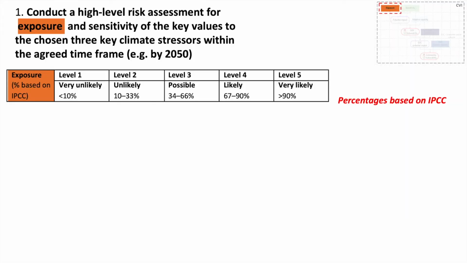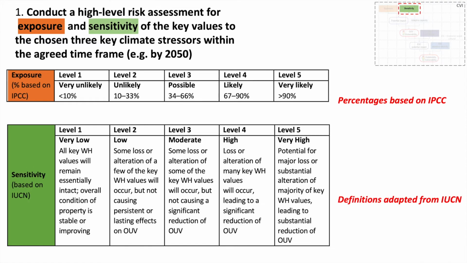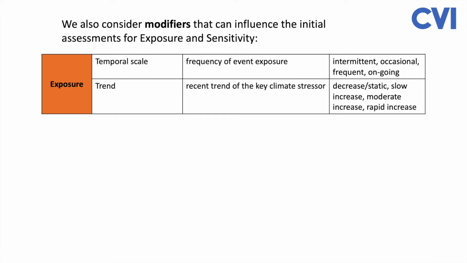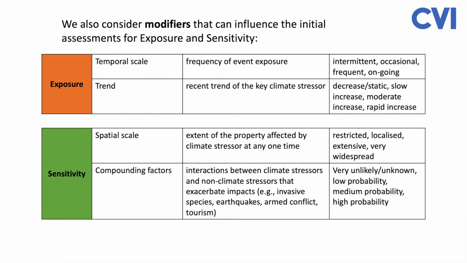We use IPCC thresholds to determine what the likelihood of exposure of the key values of a property to a particular climate stressor are. We also look at the sensitivity of those key values to the exposure, to those impacts from climate change, and we assess them using definitions that were based on IUCN. You can see in the top right hand corner our CVI framework mapping through here as well. In addition to those categories, we also look at some modifiers for exposure and also for sensitivity that can help us to understand how these factors are influenced.